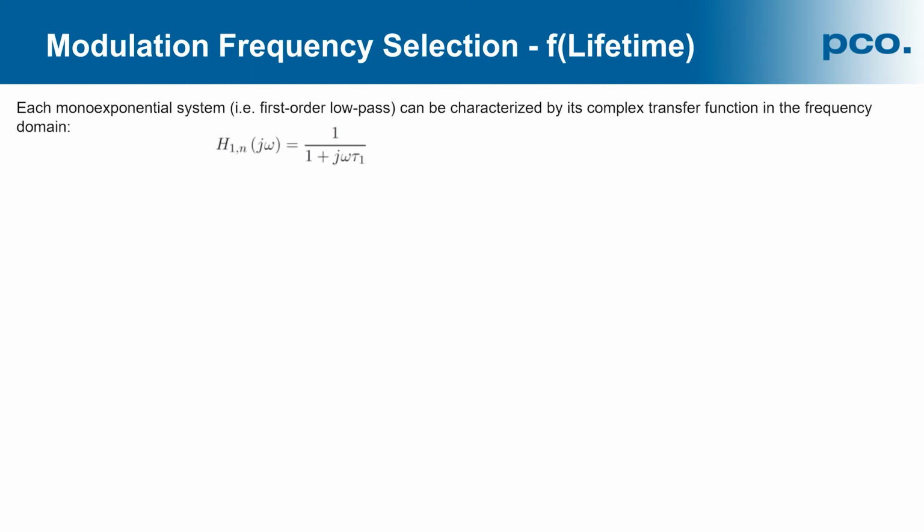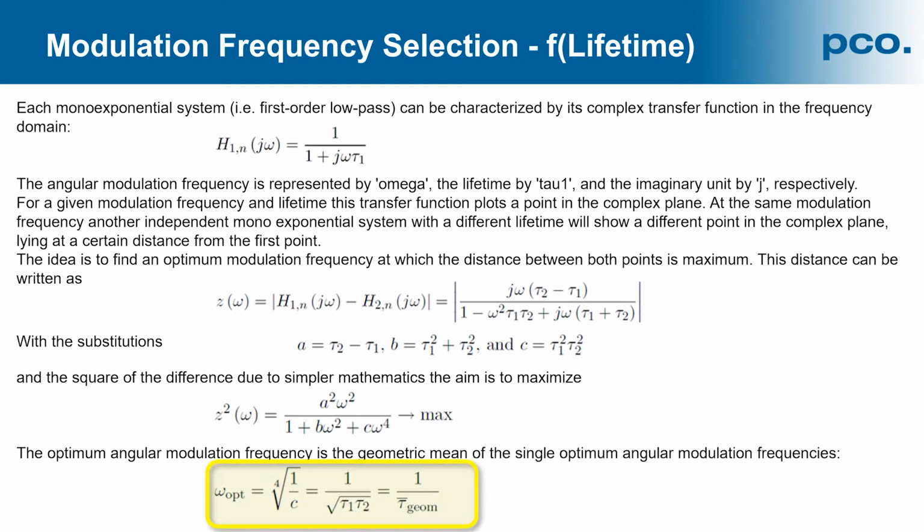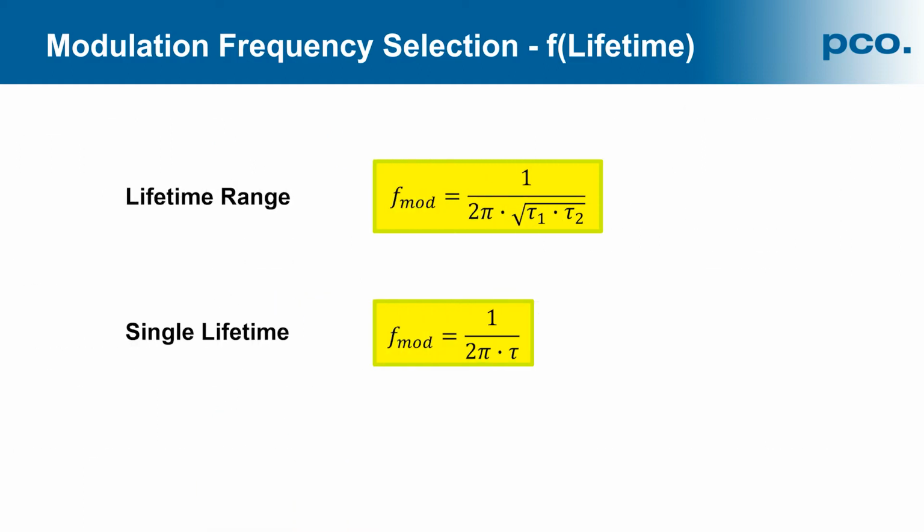One of the first questions scientists and customers always ask if they want to measure fluorescence lifetimes with a PCO FLIM system is, which is the appropriate modulation frequency for a certain lifetime range? Well, regarding some mathematics, there is finally a very simple result, which is marked down there in yellow, and if I focus on that, you see it's a relatively simple formula.